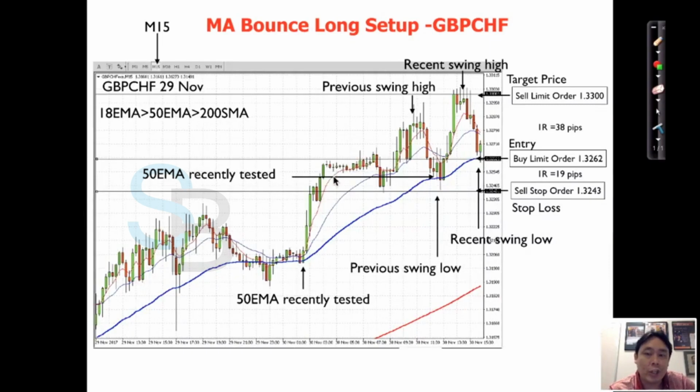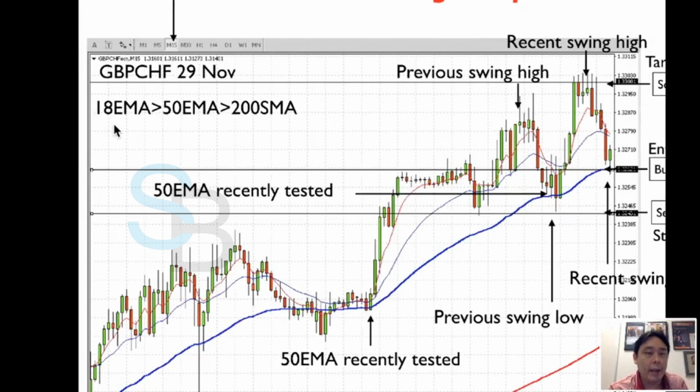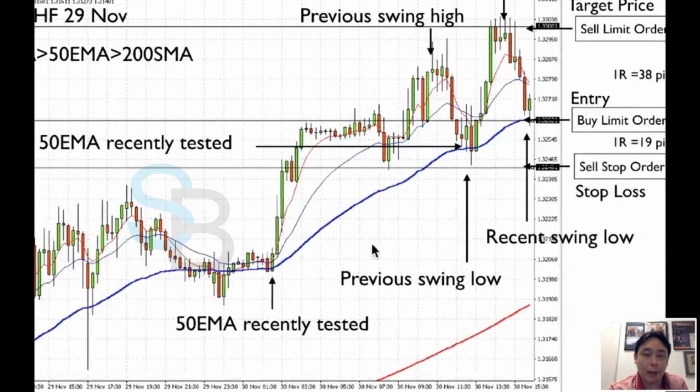So the first thing to ensure, again, is a very clear uptrend where the 18 EMA is above the 50 EMA, and the 50 is above the 200 simple moving average. If you take a look at the charts, this small blue line is the 18 EMA, this is the 50 blue line, and the 200 simple moving average is the red line. So again, just ensure that this blue line is above this blue line, above this red line.